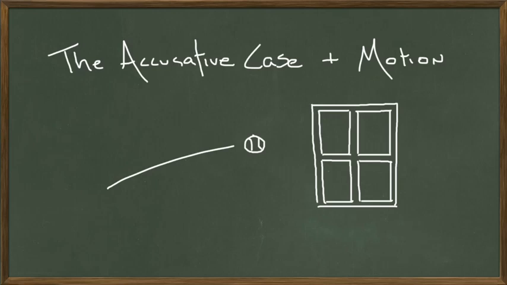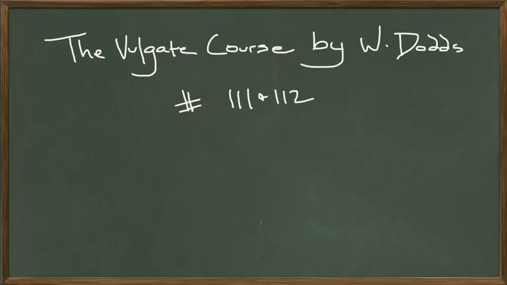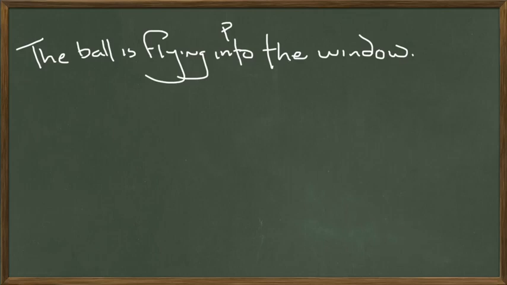See here a ball headed towards a window. Keep that in mind, that's important. This is from the Vulgate course by William Dodds, number 111 and 112. Remember the ball? I told you that was important, so I've already got the preposition marked. Okay, let's analyze this and then we'll talk about the accusative.